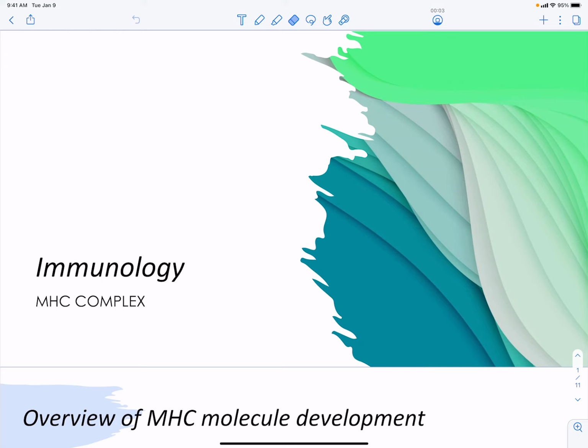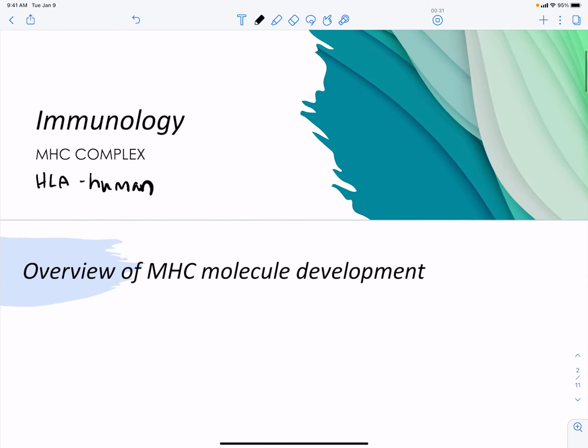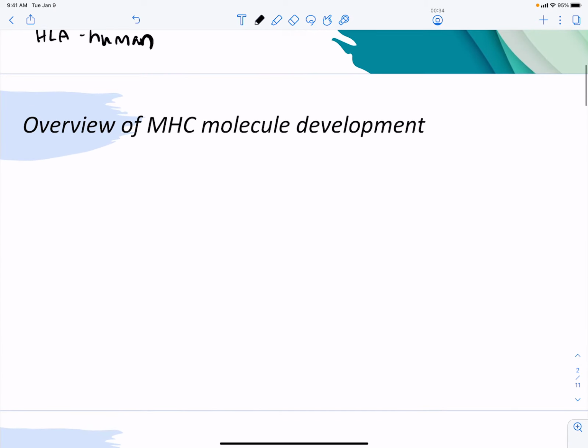Okay, so here I'm going to talk about the major histocompatibility complex, which is also known as the HLA, or human leukocyte antigen in humans. The MHC complex was actually identified during transplant rejections, and it was the major cause of acute transplant rejections when transplants were started. So I want to just go over the development of the major histocompatibility molecule.